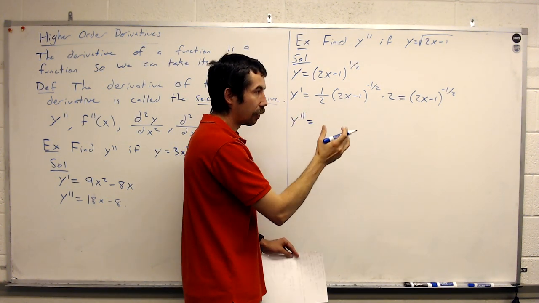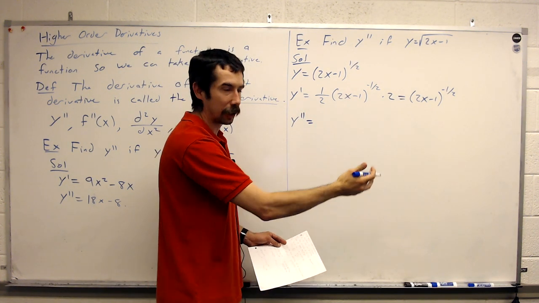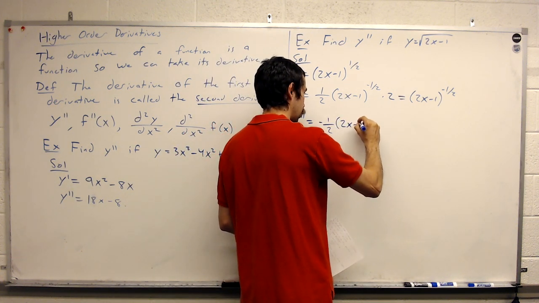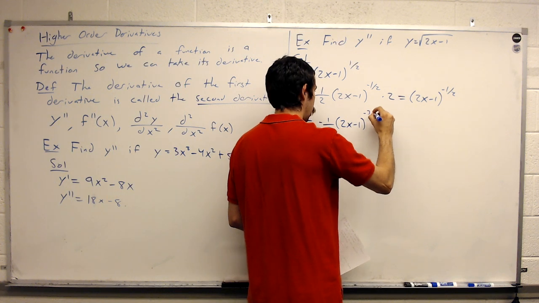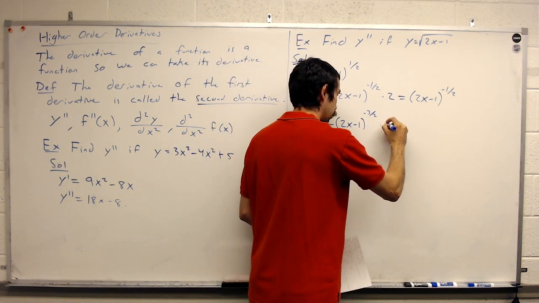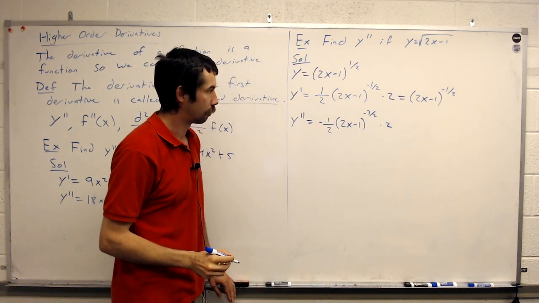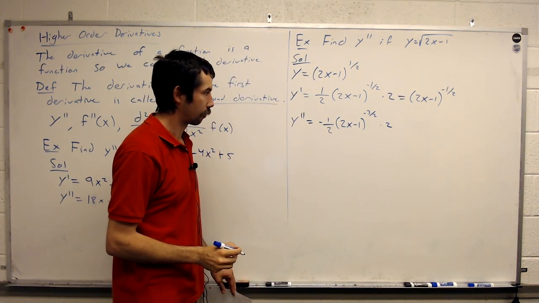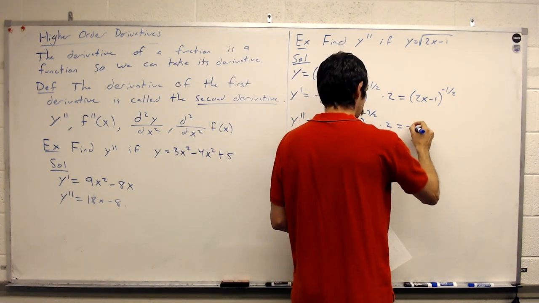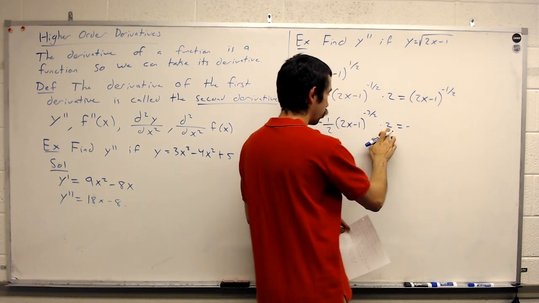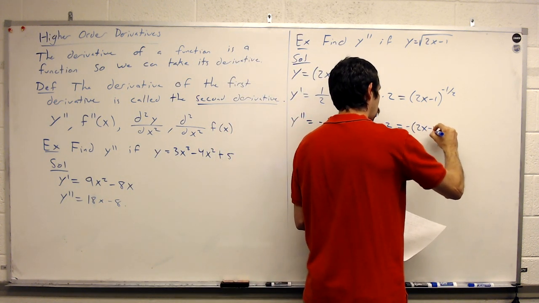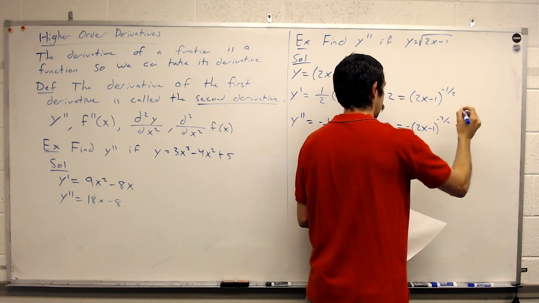Derivative of this. We have a function raised to a power. So we bring the power in front, negative 1/2. Keep the inside the same. Subtract 1 from the exponent. And boom, we need the chain rule again. All right, and so now we can clean this up and we're done with the problem. So it's negative. 2 times 1/2 is just 1. So it's negative 2x minus 1 to the negative 3/2.